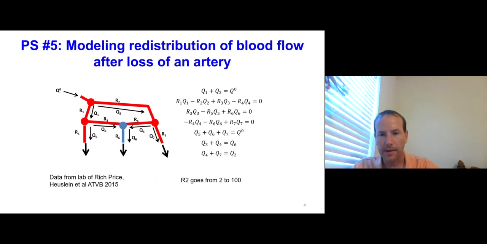Basically, this model is a set of algebraic equations with Q's that are the unknown variables, and R's are the resistances for each of these blood vessels. If you know about the physics, we won't get into that here, but you can use that to write down the conservation equations for the flow in and out of the system, and you can come up with this equation right here. And so in the problem set, you'll be using Gaussian elimination to actually solve for all these unknowns.